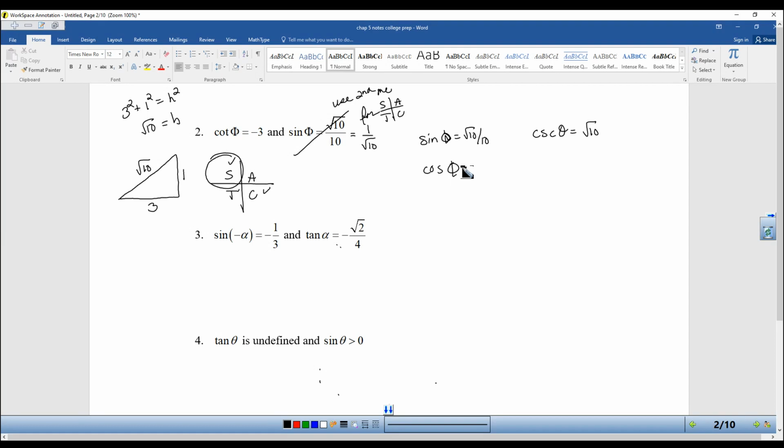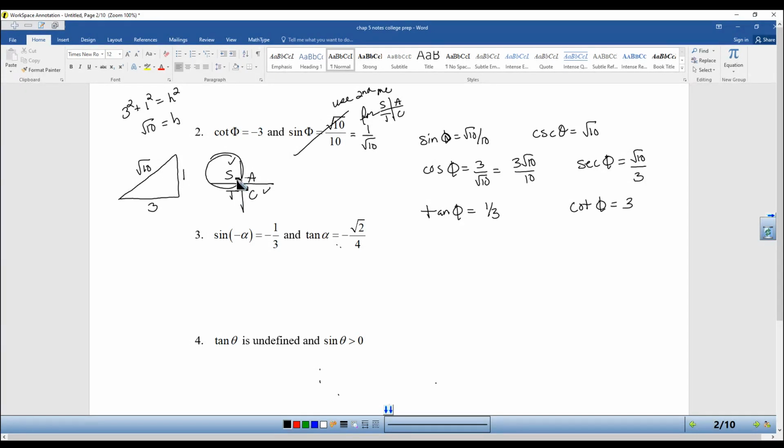Cosine of phi is adjacent over hypotenuse, 3 over the square root of 10, which I have to convert to 3 square roots of 10 over 10. And secant of phi is the reciprocal, so square root of 10 over 3. Tangent of phi is opposite over adjacent, 1/3, and then cotangent of phi is adjacent over opposite, so 3.